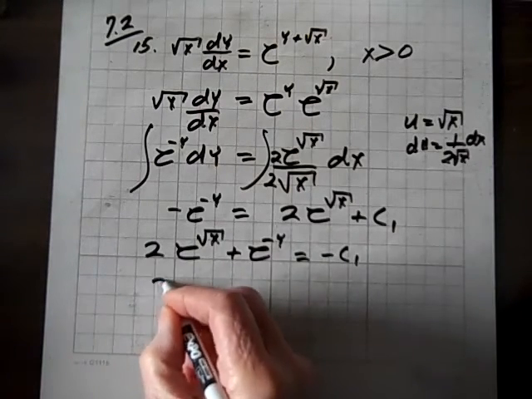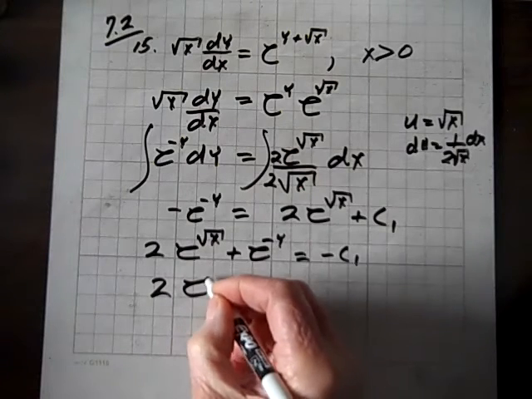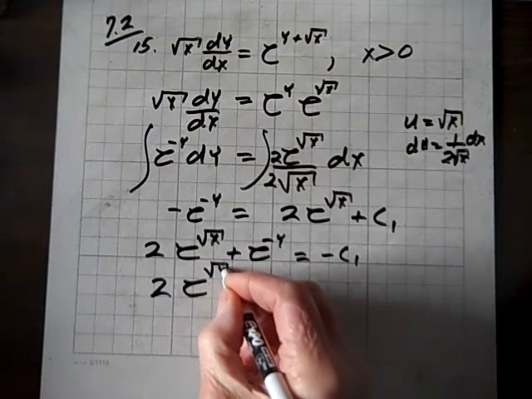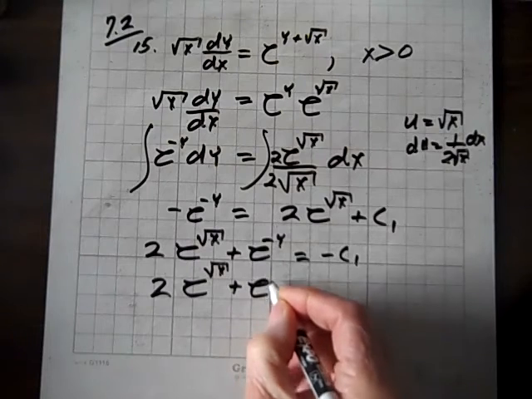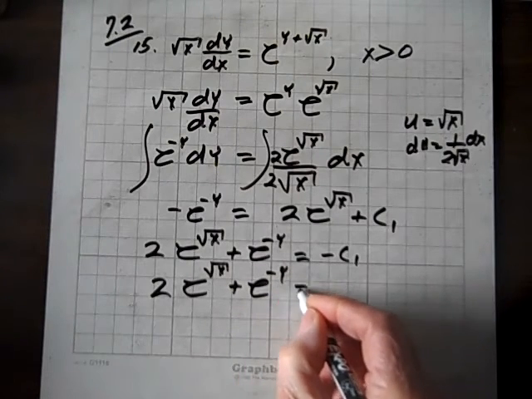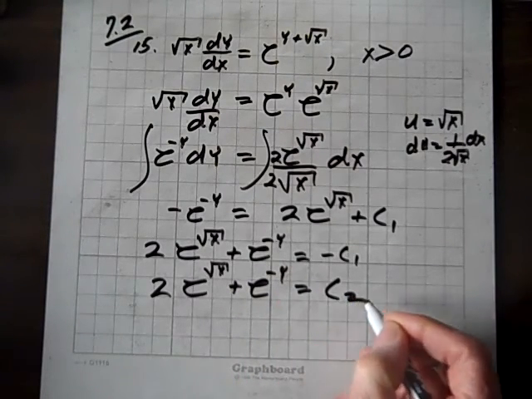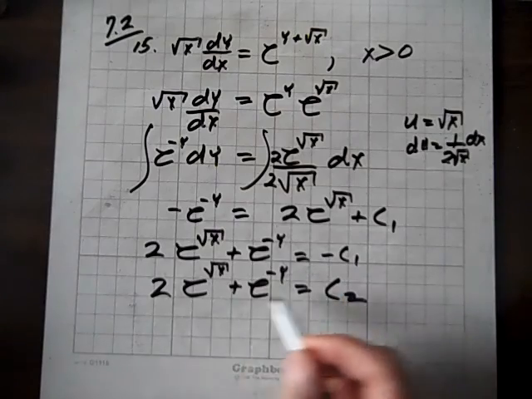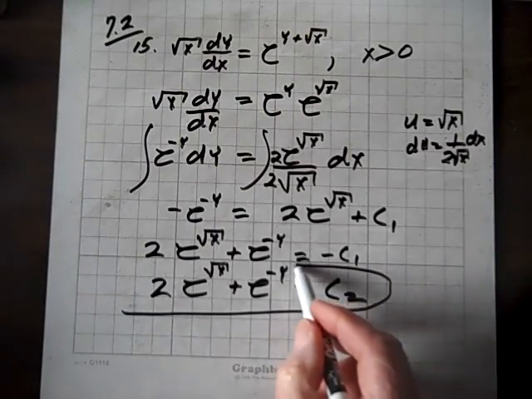But look, that's an unknown constant. I'm just going to replace it with another unknown constant and call it c sub 2. Good. Now we don't have to worry about that sign, and we are done.